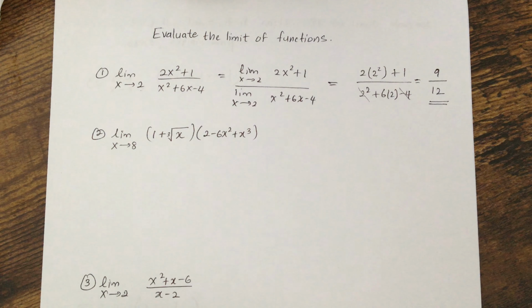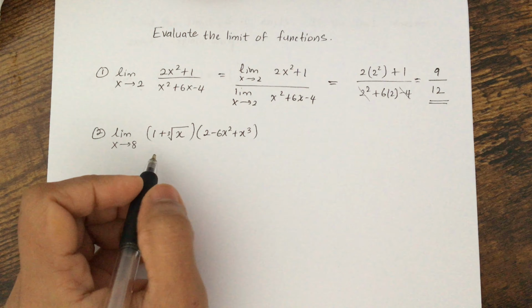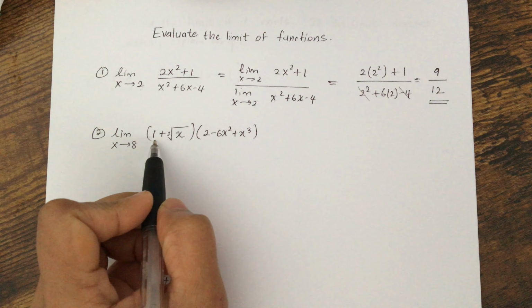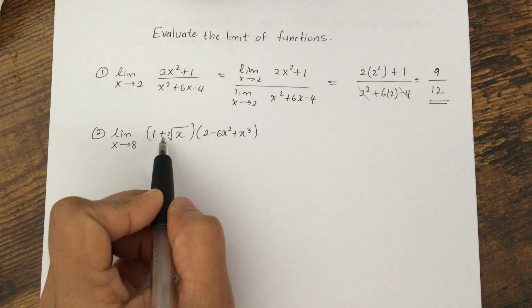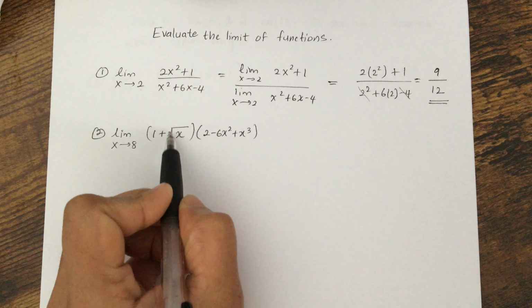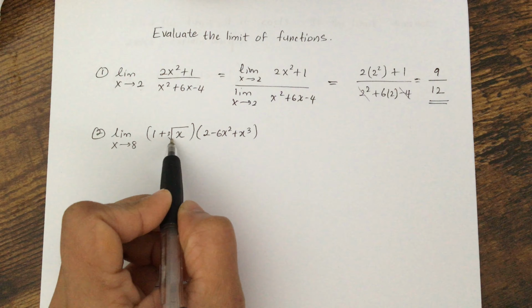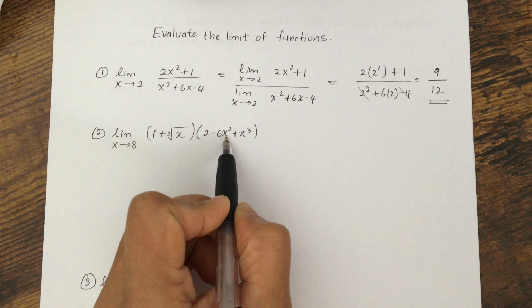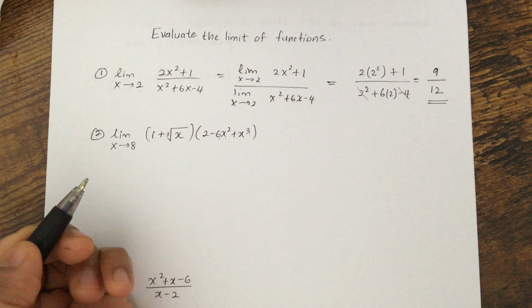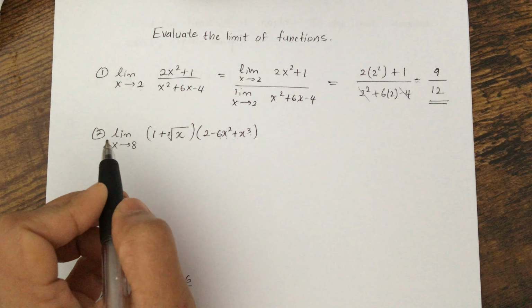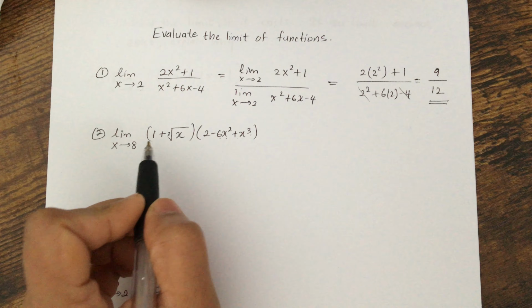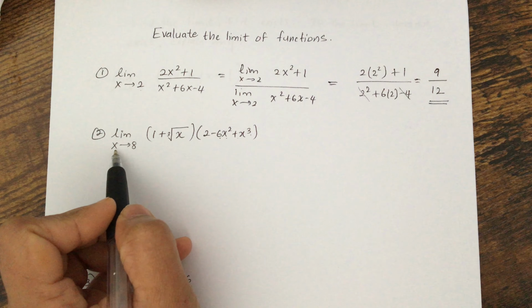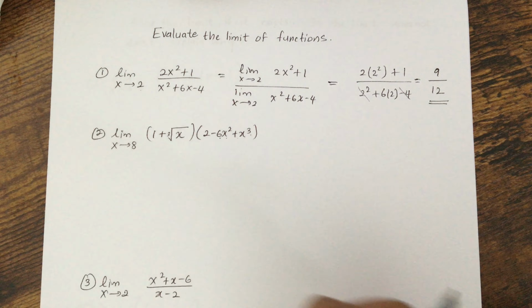Okay, and then let's look at the second example. So here you have the multiplication of two functions, 1 plus x to the power 1/3, right? The meaning of this one is x to the power 1/3 times 2 minus 6x squared plus x to the power 3. Okay, so here we don't have any denominators, we just have a product of two functions.